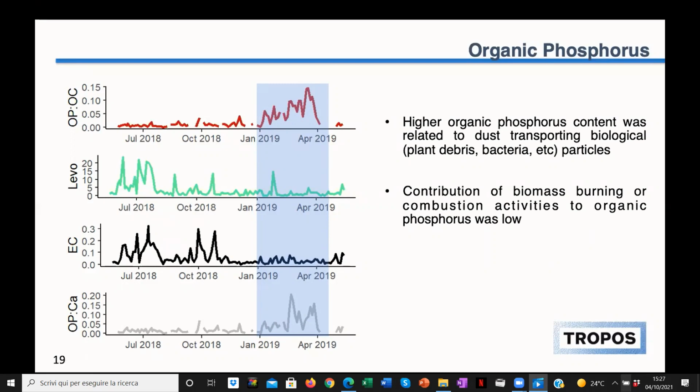This highlights that there is a strong contribution of organic phosphorus from transported biological materials, for instance, plant debris or bacteria. But there was little organic phosphorus contribution coming from combustion activities relating to biomass burning.